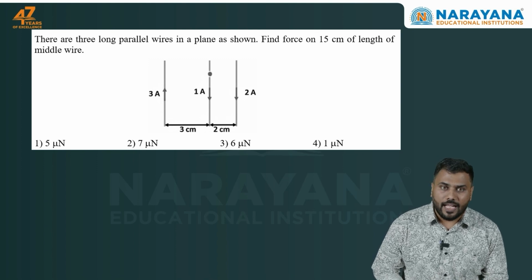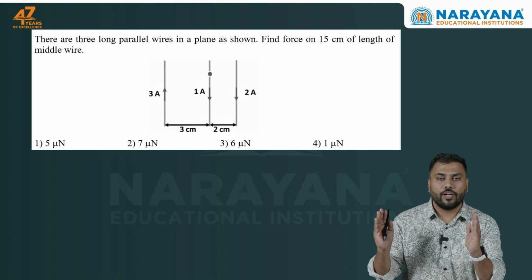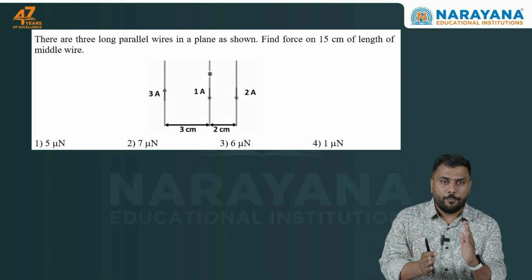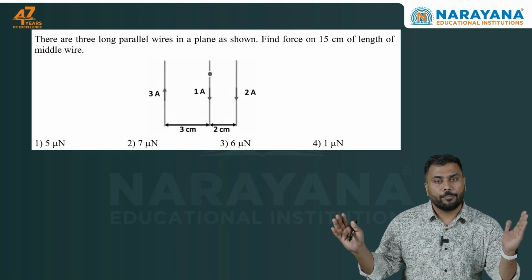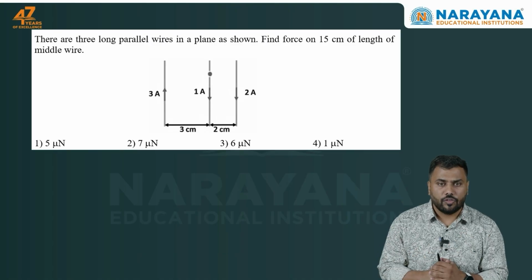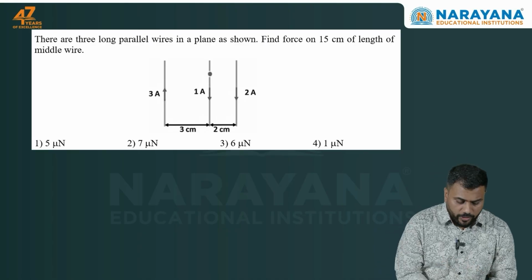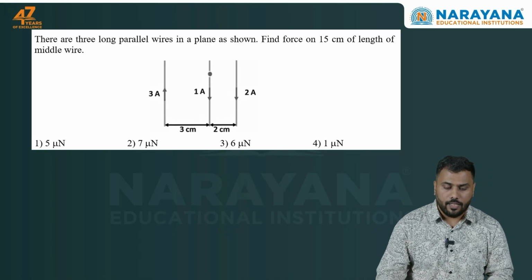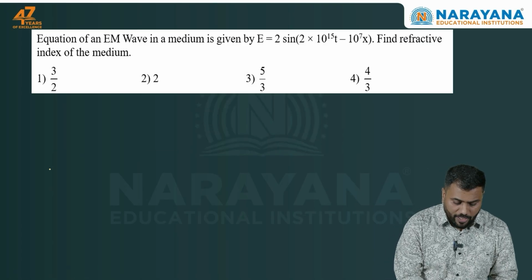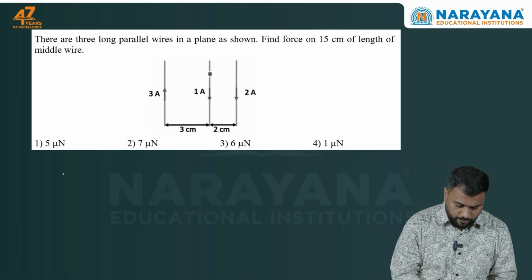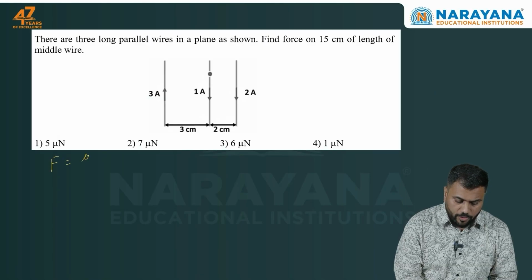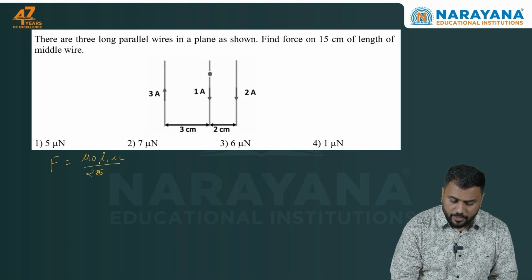You can see in the diagram given with the question, we have three long wires. The middle wire is carrying a current of 1 ampere and the end two wires are carrying currents of 3 ampere and 2 ampere. The distances between the wires are also given. I need to find the force on a 15 centimeter length of the middle wire. You must know that the force experienced per unit length of a wire is given by the formula mu naught I1 I2 by 2 pi d, where d is the distance between the wires.